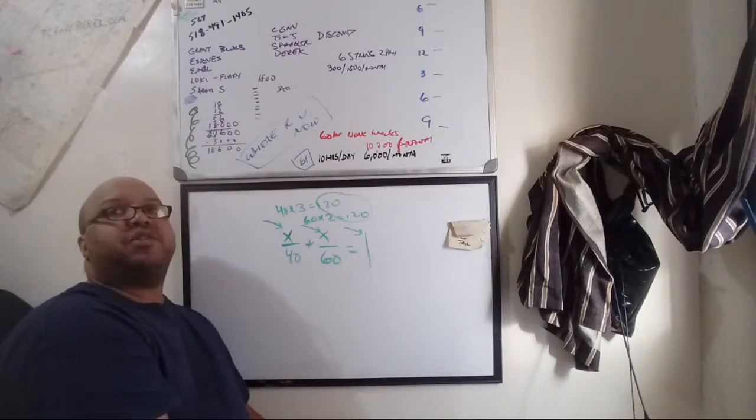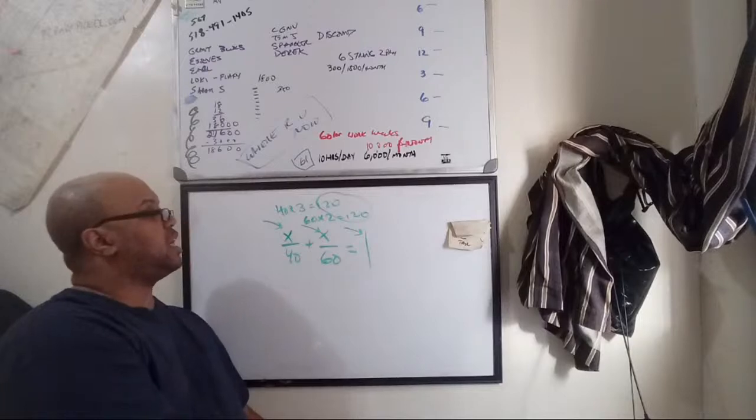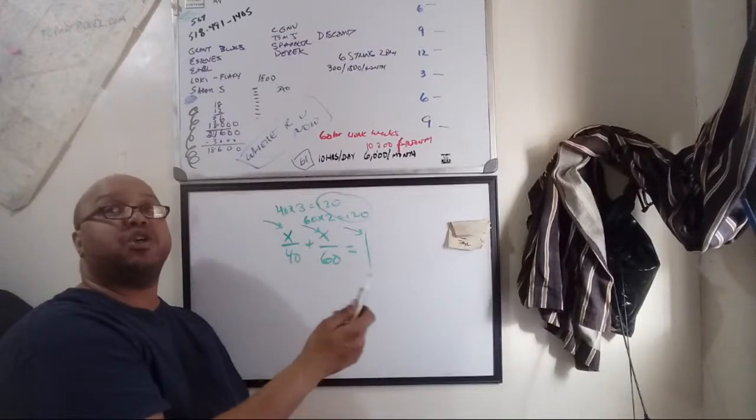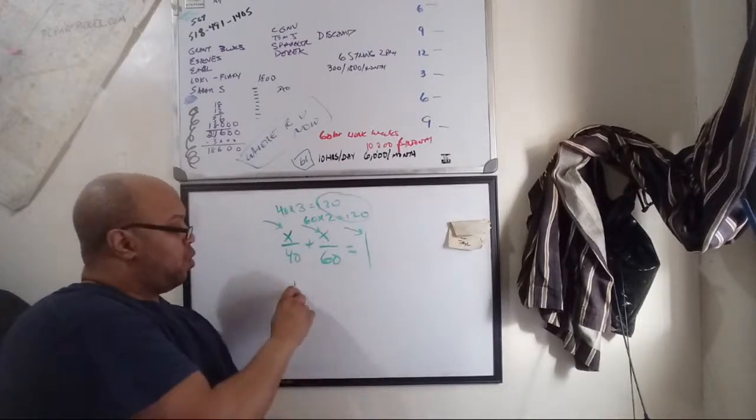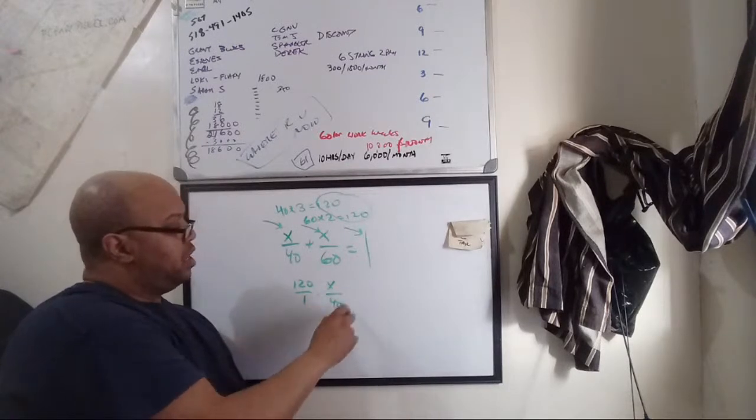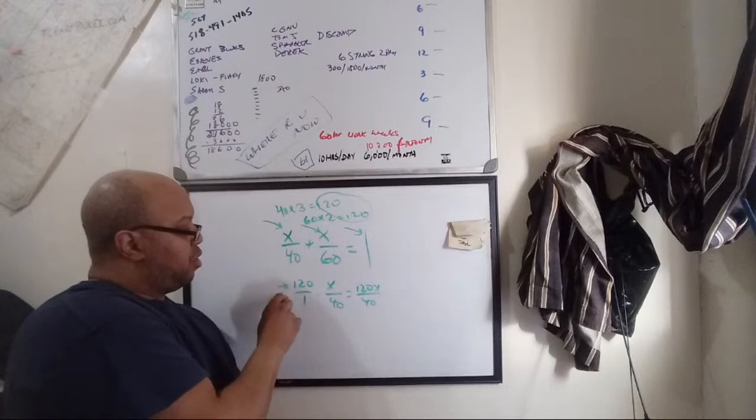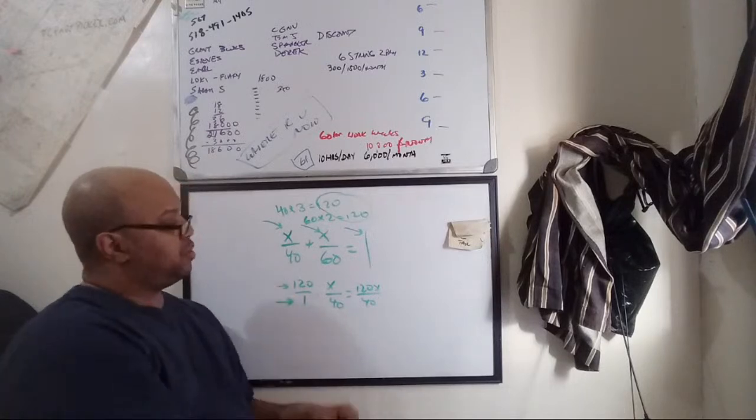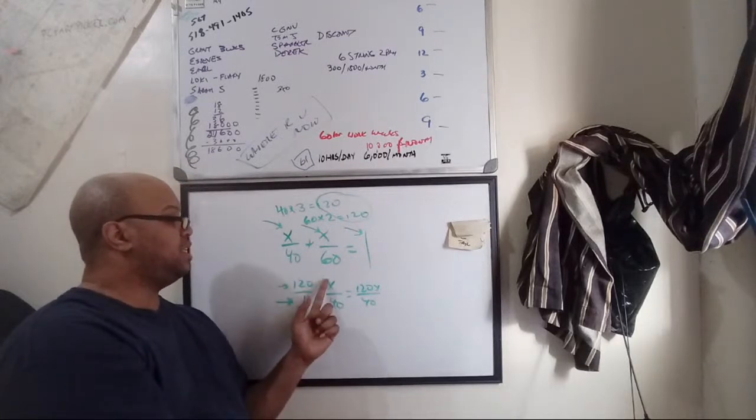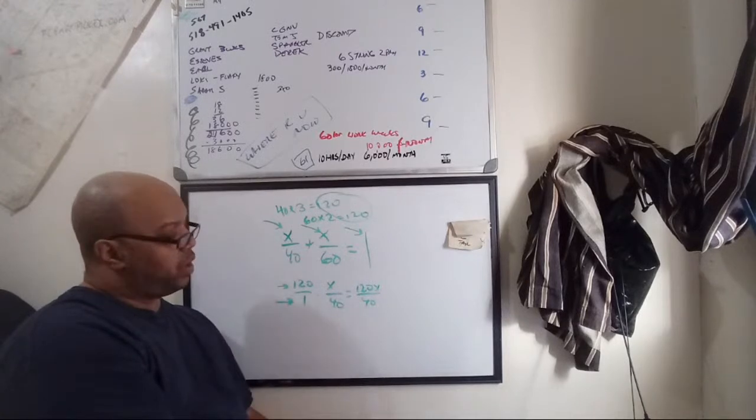Now, you're going to have to be pretty decent in fractions, guys, if you're going to do these, because a whole number is really always over 1. So 120 over 1 times X over 40. The result is going to be 120X over 40. Because the numerators are multiplied directly across and the denominators are multiplied directly across. 120 times X is 120X, and 1 times 40 is equal to 40.